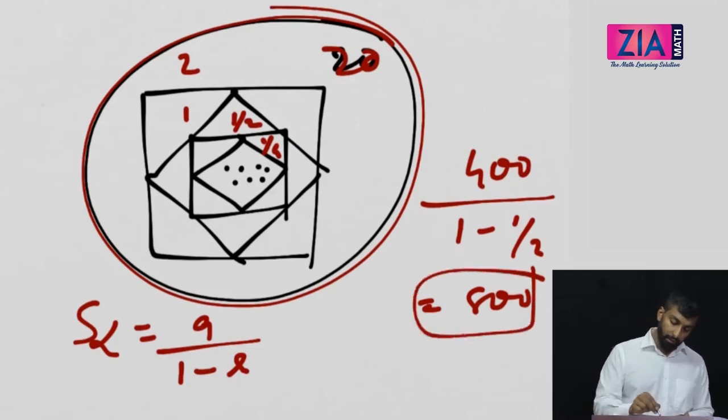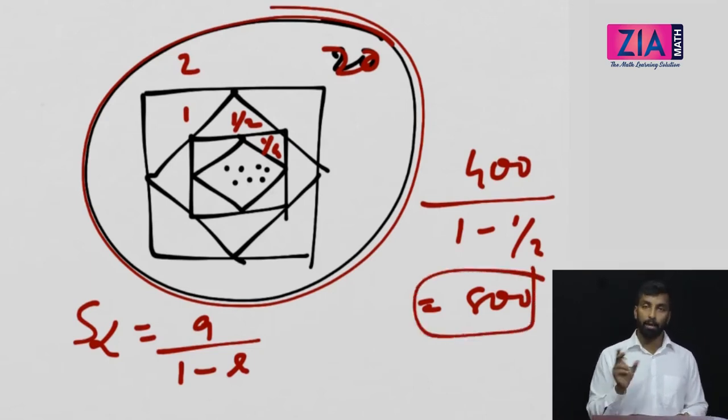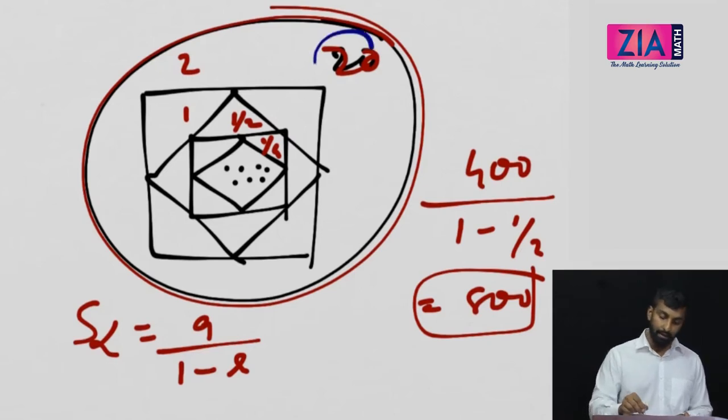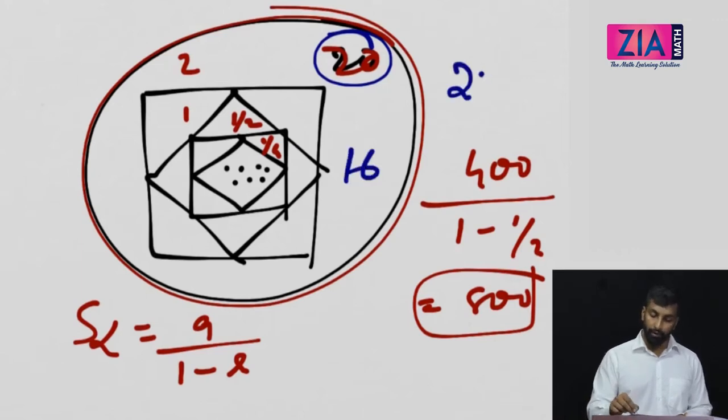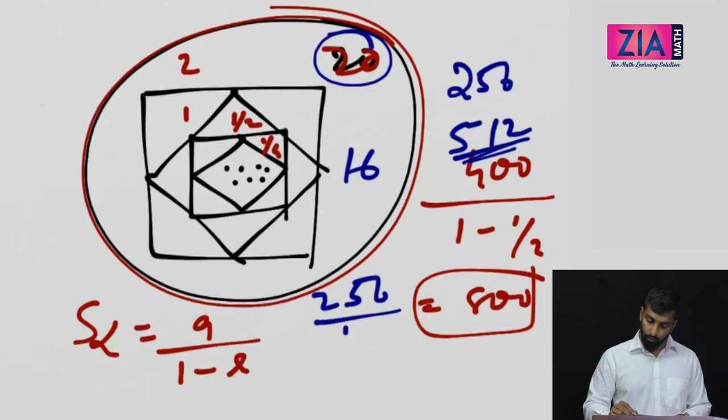So from now onwards, if you see this kind of question, a square with midpoints joined to form another square, and you need to find the sum, just find the outer area and take twice of it. If 16 is one side, 256 is the area, and the total sum will be 512, because 256 by 1 minus 1 by 2 is 256 by 1 by 2, which is nothing but 256 into 2.